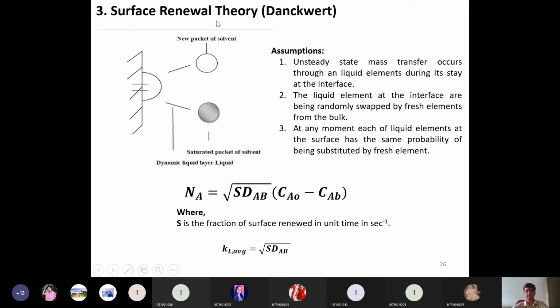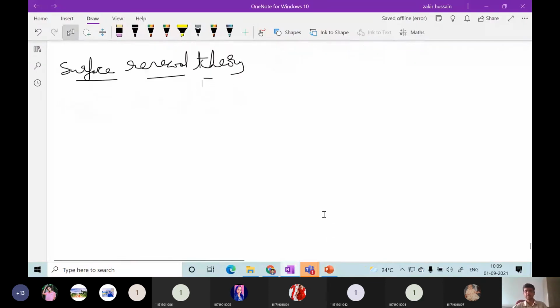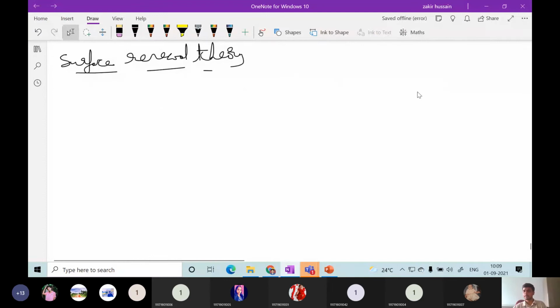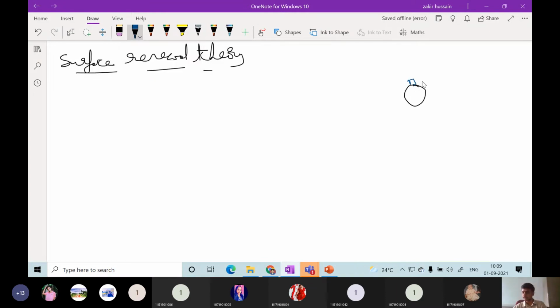Then the final theory is surface renewal theory. This theory is proposed by Danckwerts. You have to draw this figure. Let me give the explanation. For example, in the penetration theory, what happens? There will be a bubble. Onto this bubble the liquid packets, liquid elements, are occupying like this: 1, 2, 3, 4, 5, 6.